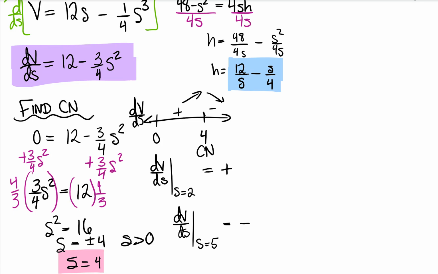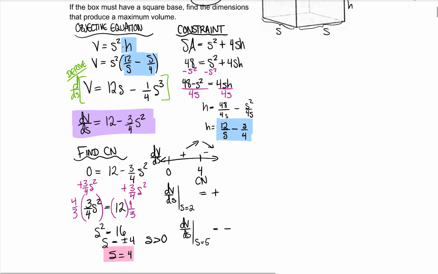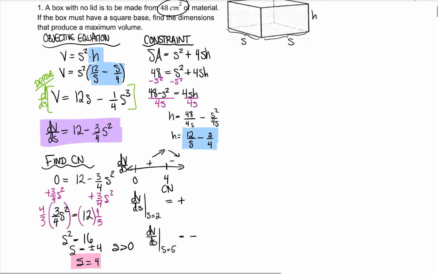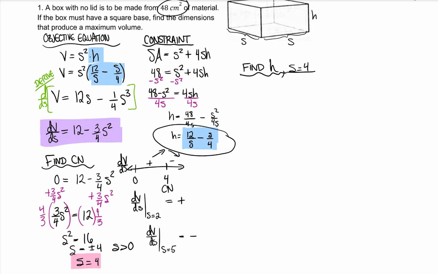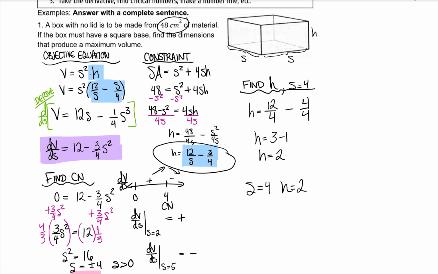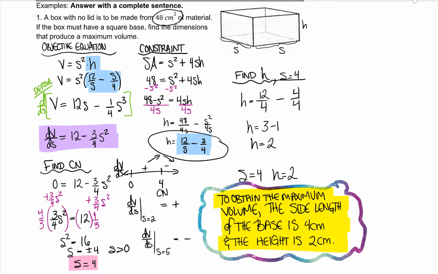Our correct side length is 4. If that is the length of the side of the base of the box, what is the height? We already have a relationship between h and s, where I've solved for h. So plug in 4 for s. And our height should be 2. They asked us to answer with a complete sentence. So we're going to say, to obtain the maximum volume, the side length of the base is 4 centimeters and the height is 2 centimeters.